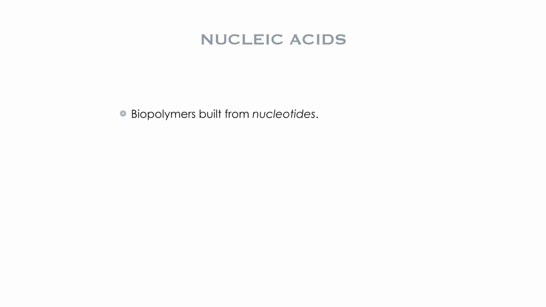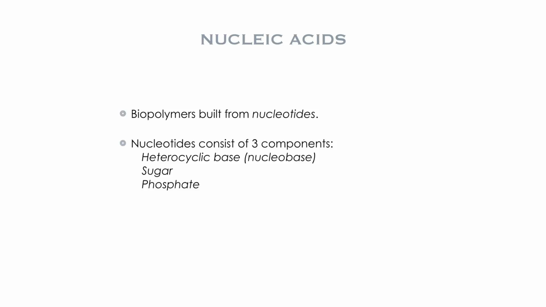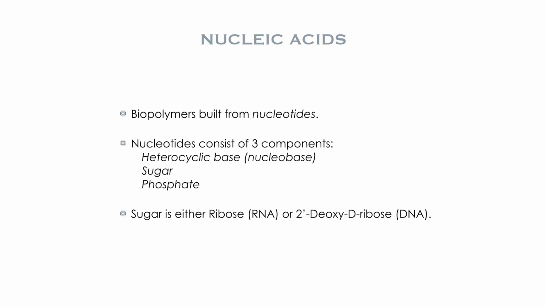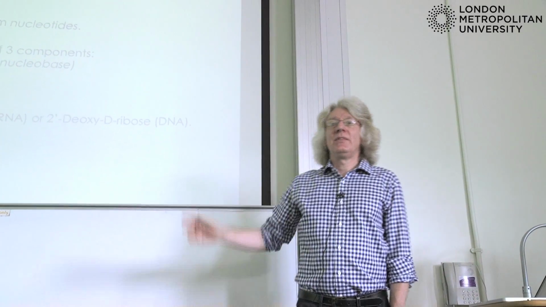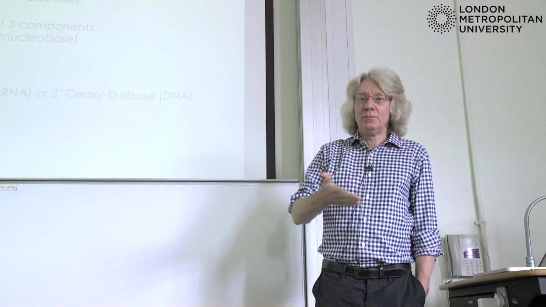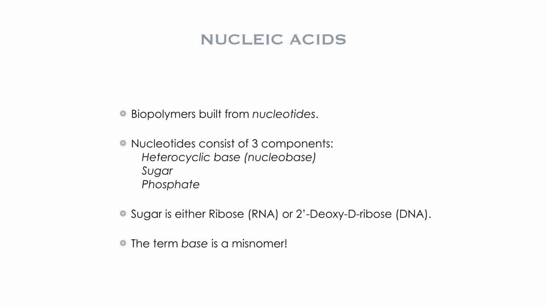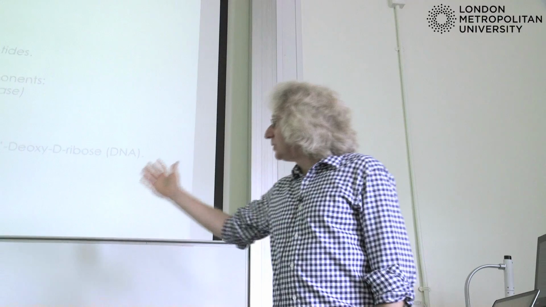They're biopolymers built from nucleotides. A nucleotide itself consists of three components: a heterocyclic base known as a nucleobase, a sugar, and phosphate. The sugar is either ribose, in the case of RNA, or in DNA, deoxyribose, 2' deoxy D-ribose. By that we mean that at position 2', which you'll see on the next slide, it lacks an OH group, hence deoxy.